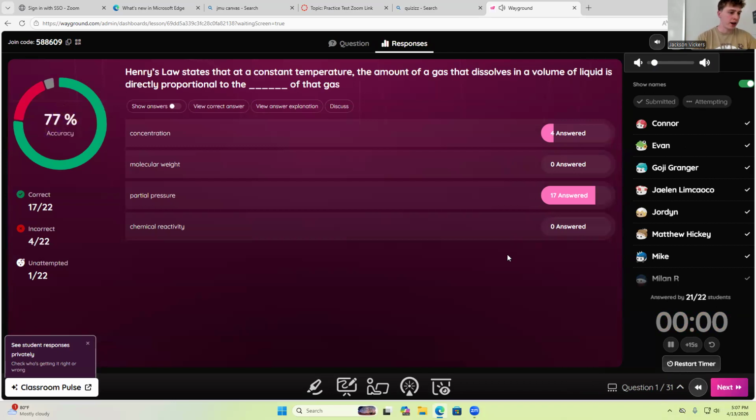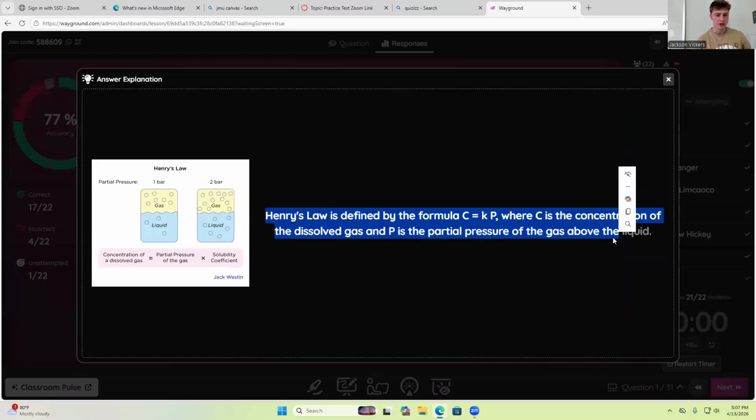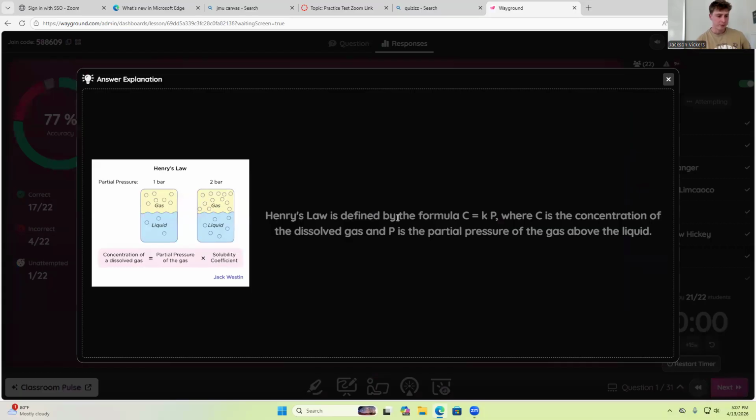Most people got that right. So yeah, Henry's law is C equals K times P. So the concentration of a gas in a solution is directly equal to the partial pressure of it. I think there's a way where I can view the answer explanation. Okay, so I added a few of these, and they all have definitions in here. But yeah, nothing too bad there.